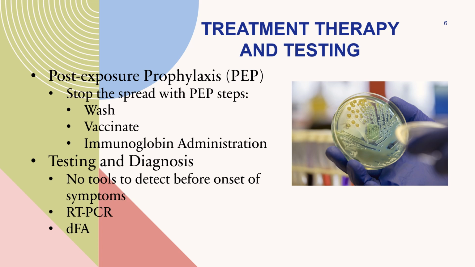Testing can be very difficult unless there's a known contact with a confirmed rabid animal or the telltale sign of hydrophobia. There are currently no tools that are effective for detecting rabies infection before the onset of symptoms. However, after the onset of symptoms, multiple tests can be done, one of which is a saliva test with isolation of the virus done by RT-PCR.